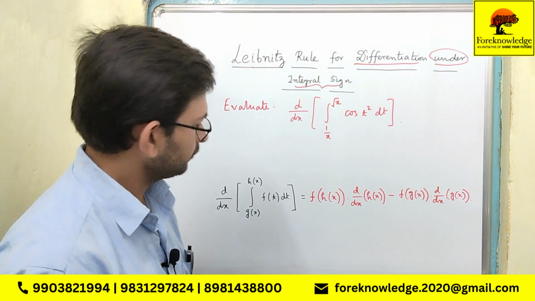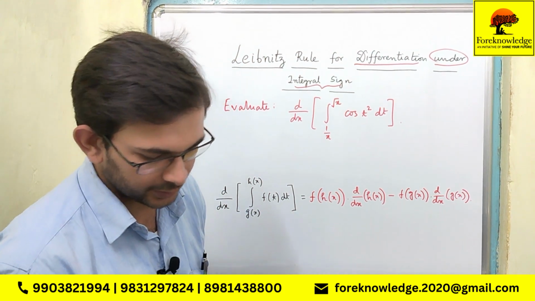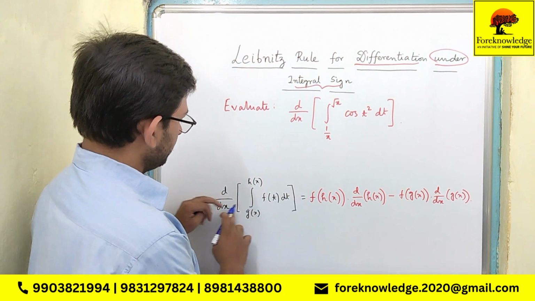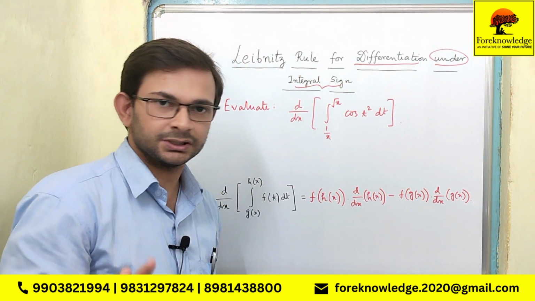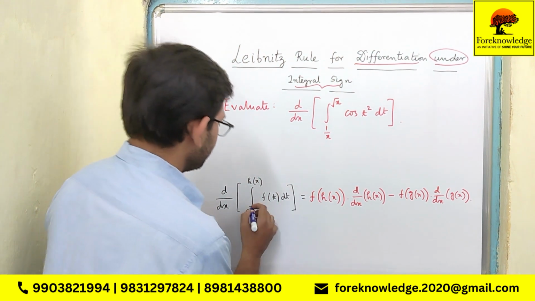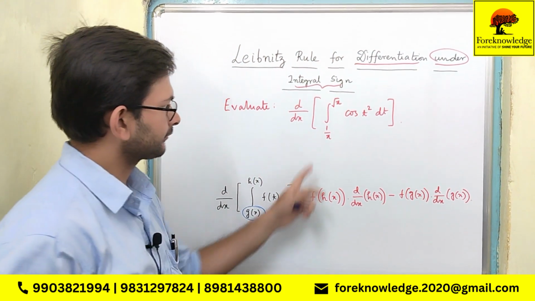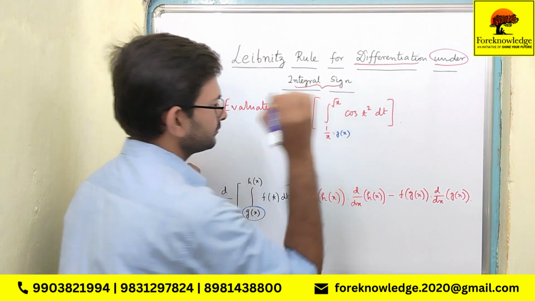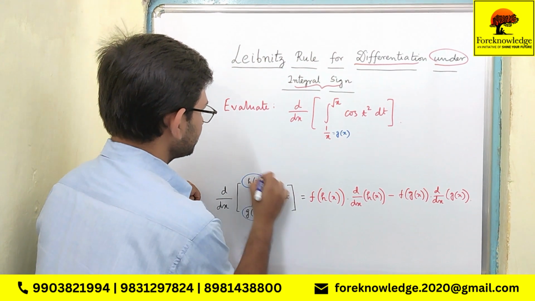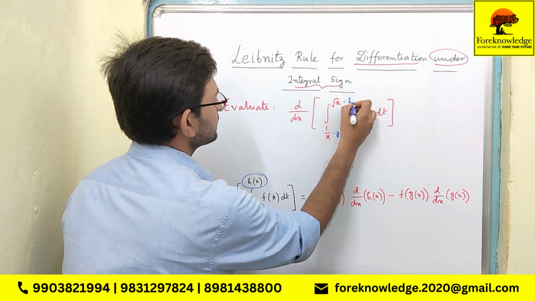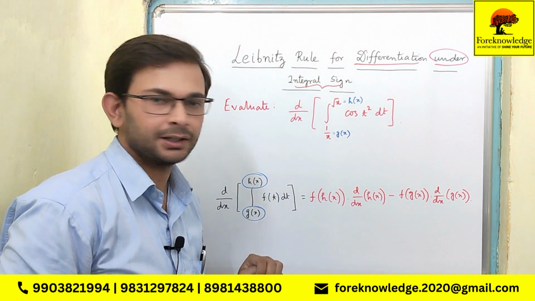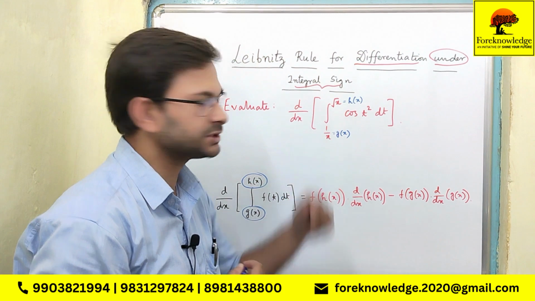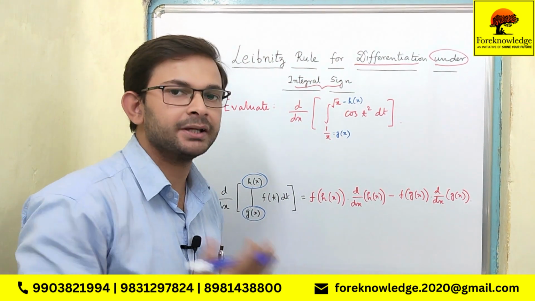Fine. So let's get back to the formula first. Now look, d/dx of the integration, up to this part is clear. Now what is g(x)? g(x) is 1/x. This is your g(x). What is h(x)? This is the upper limit, root x. And what is f(t)? f(t) means cos t square.